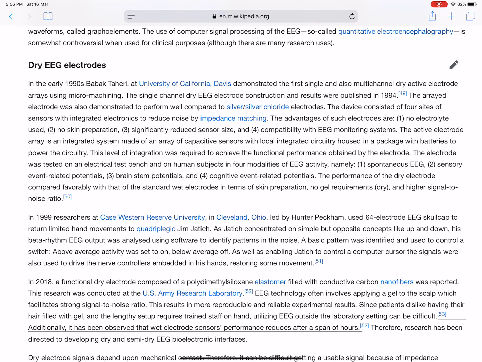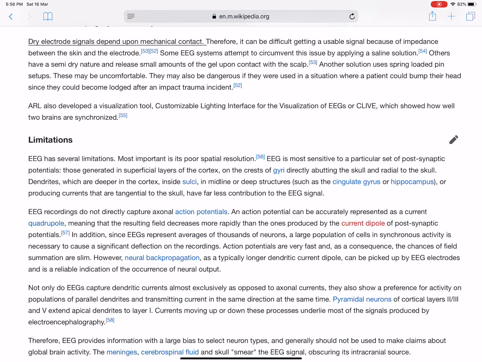Additionally, it has been observed that wet electrode sensors' performance reduces after a span of hours. Therefore, research has been directed to developing dry and semi-dry EEG bioelectronic interfaces. Dry electrode signals depend upon mechanical contact. Therefore, it can be difficult getting a usable signal because of impedance between the skin and the electrode. Some EEG systems attempt to circumvent this issue by applying a saline solution. Others have a semi-dry nature and release small amounts of the gel upon contact with the scalp.